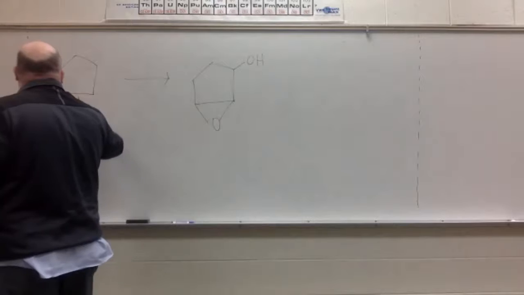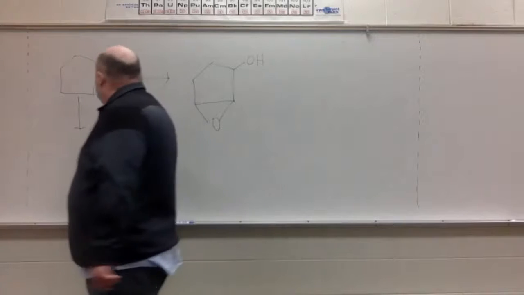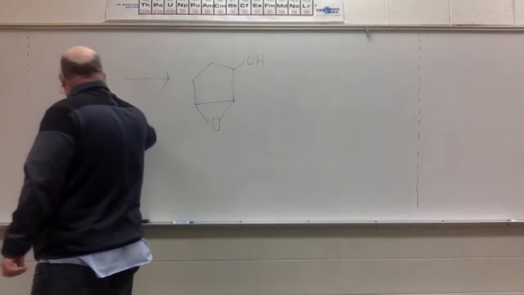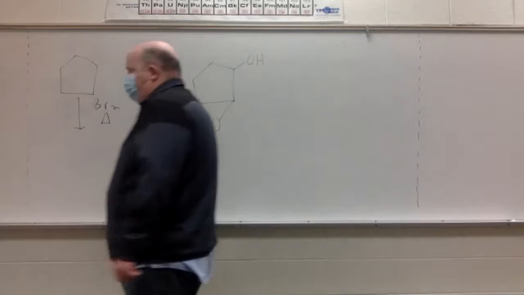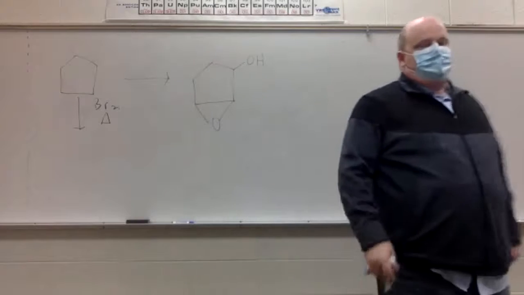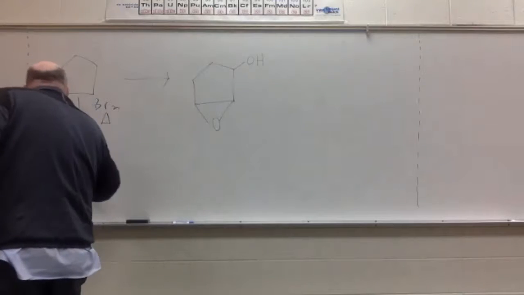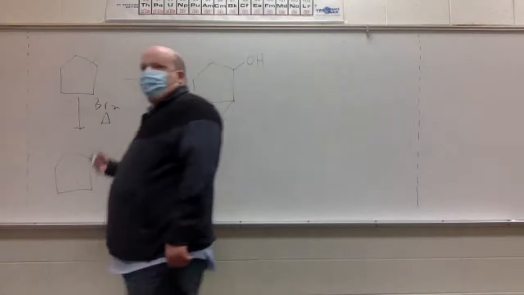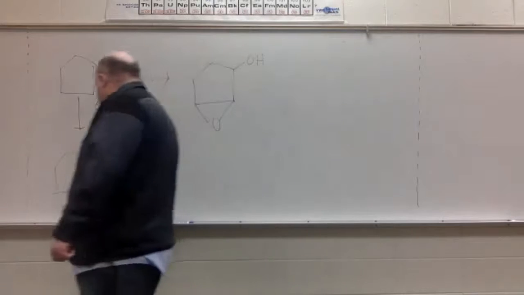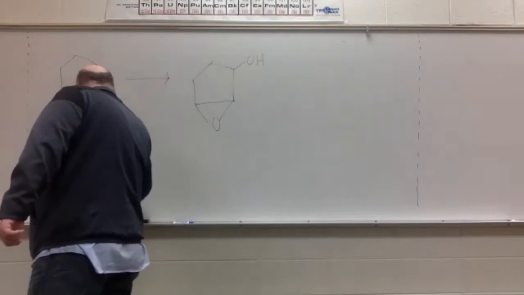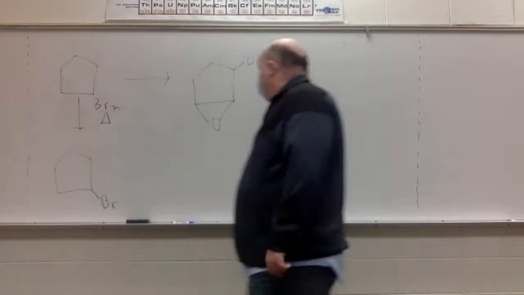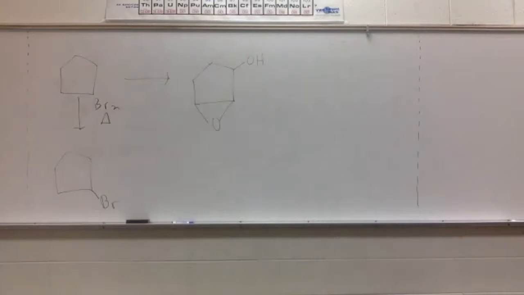Okay, so if we want to do bromination of an alkane, we could use Br2 and either UV light or heat, and that does a monobromination. Now, no matter where you go, it produces the same product here, so it doesn't matter where I put Br. I'll just stick it right there. But that gets us off to a good start, all right?